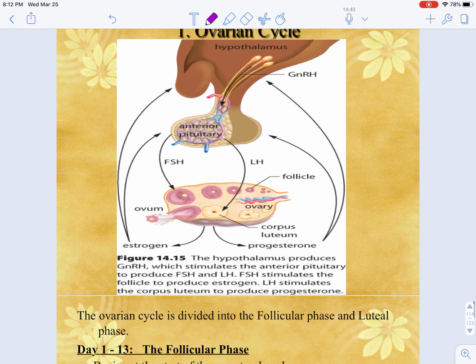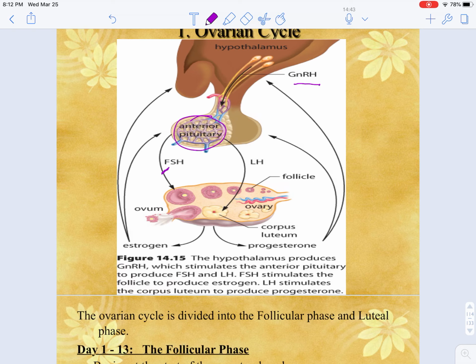gonadotropin releasing hormone is again the one coming from the hypothalamus, same as males, and GnRH is affecting the anterior pituitary, same as males, and we have LH and FSH secreted from there because of GnRH, same as males. So this part is up to here, the same in males and females. So what we do want to look at next is what the effect of those are.